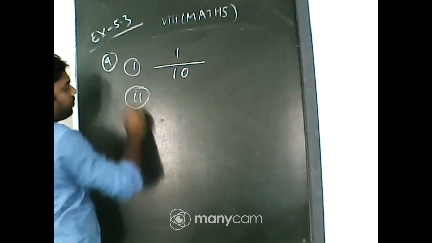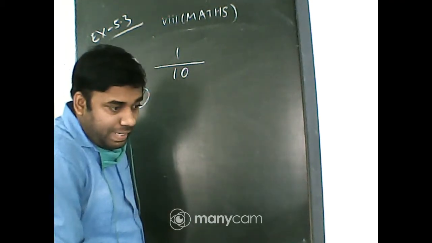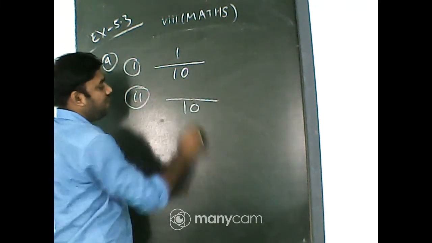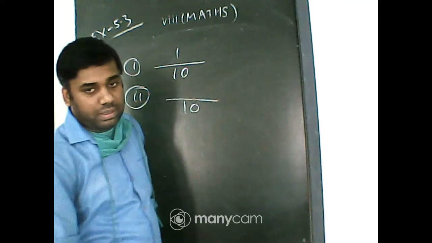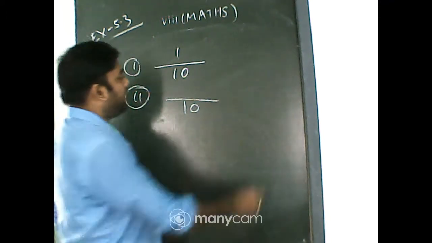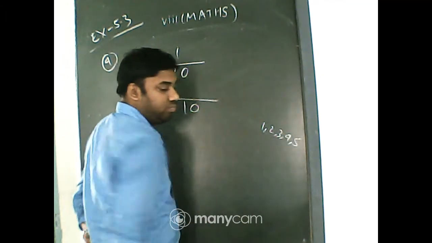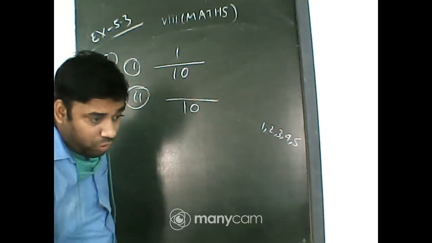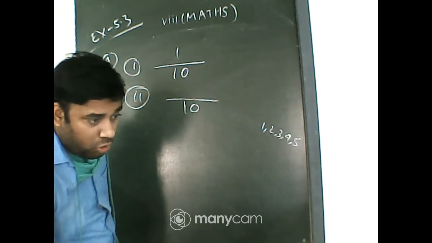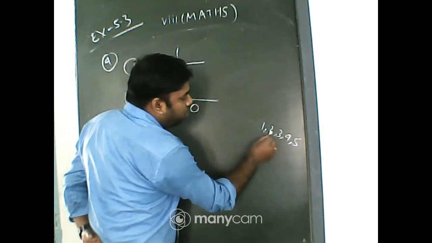Question number 2: getting a number less than 6. First of all, just write down 10. Why is it 10? Because possible cases are 10. The total number of slips is also 10. Now less than 6 means 1, 2, 3, 4 and 5. So how many slips are there? 1, 2, 3, 4, 5.